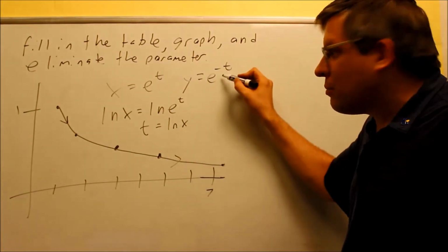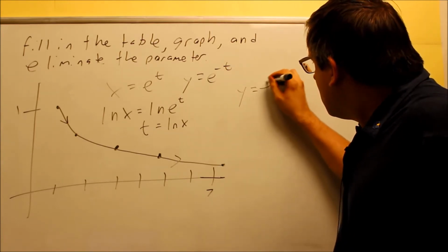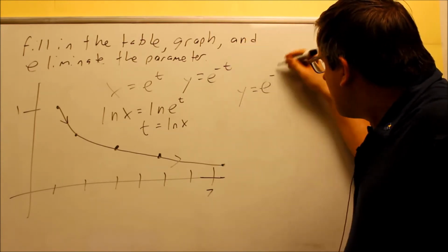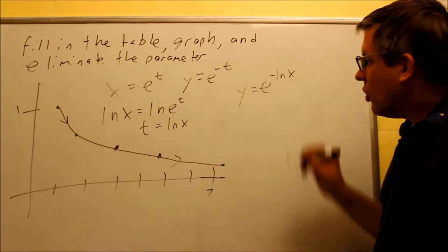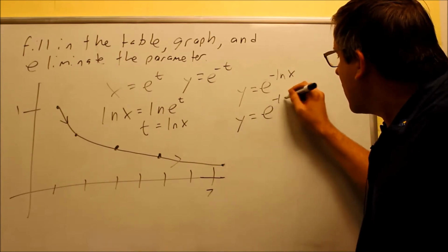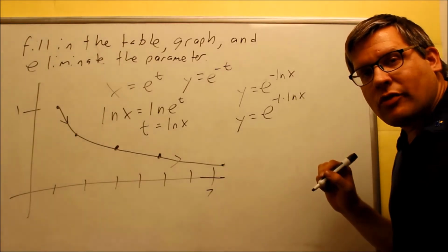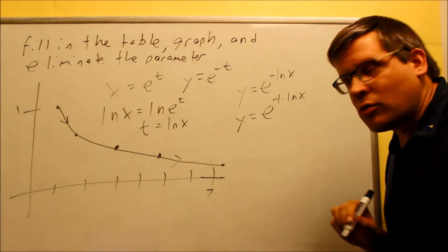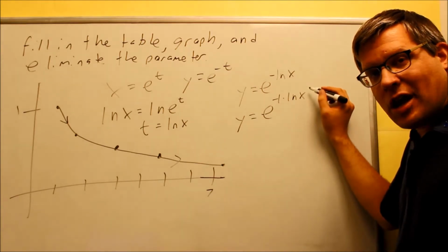Now we're going to take this and put it back into the other one. We have y equals e to the negative, instead of t, I'm going to put in ln x. So now I have that. We can think of the negative as negative 1 times ln x. And the only reason why you want to think of it that way is if we use our log rules, you can take negative 1 and move it and put that up there on top of the x.